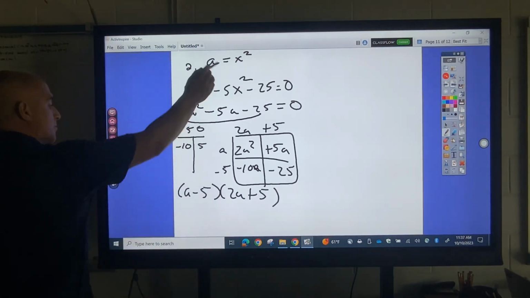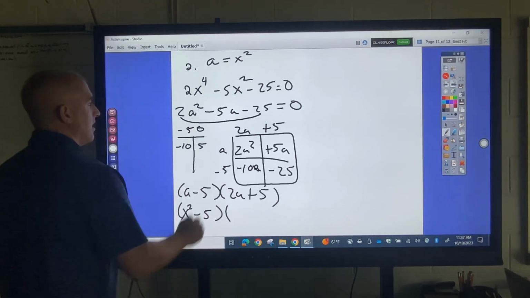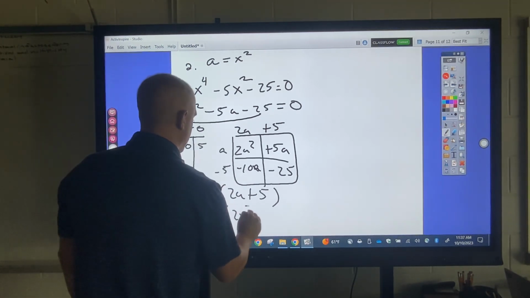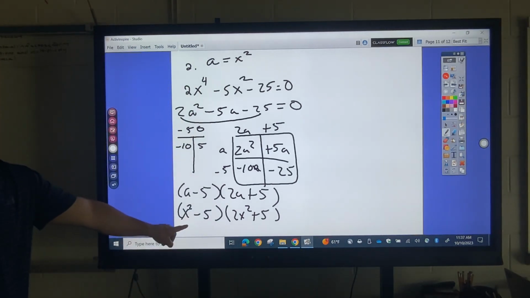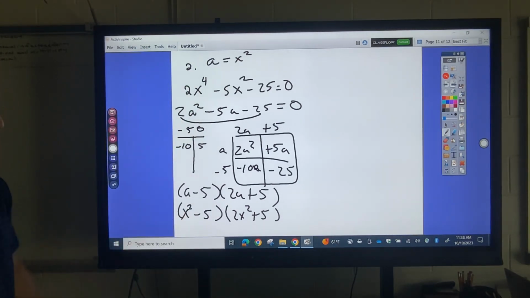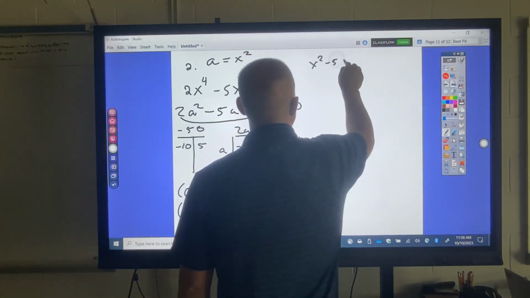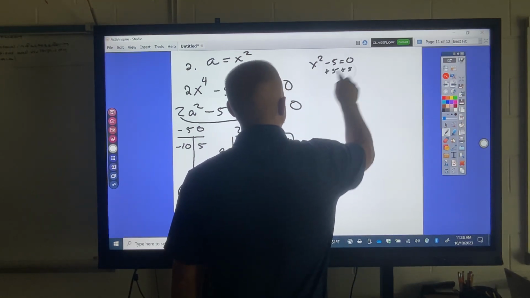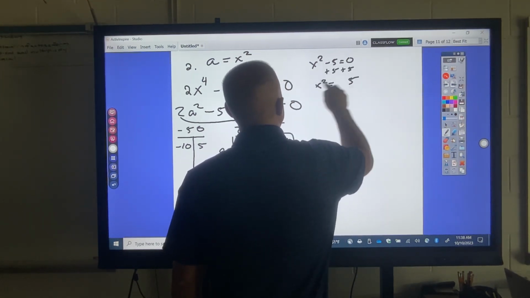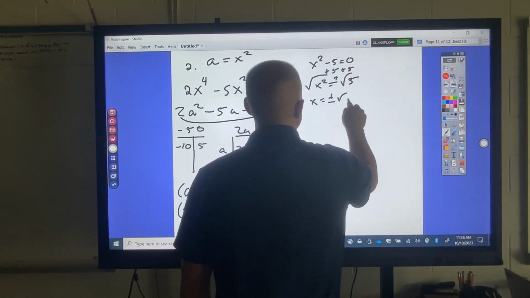Now I want to bring back that x squared. So x squared minus 5, 2x squared plus 5. Now I cannot factor that any further. So I'm just going to go ahead and solve that. I'm going to add 5 on that. That's going to be x squared equals 5. Take the square root plus and minus. So x equals plus and minus square root of 5.